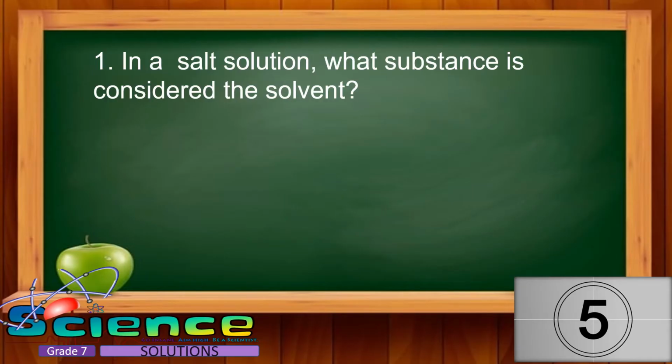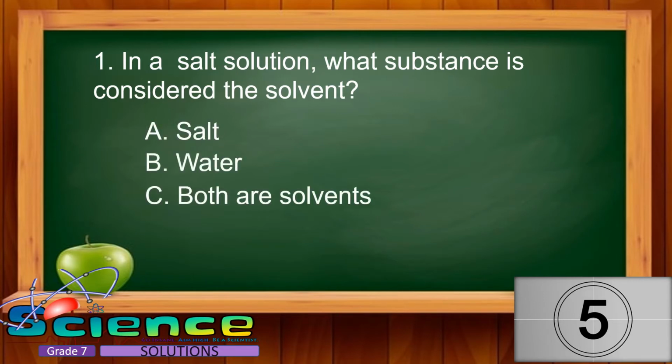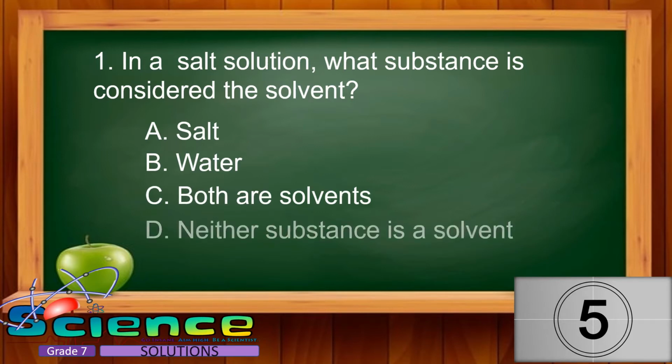Number 1. In a salt solution, what substance is considered the solvent? A. Salt. B. Water. C. Both are solvents. D. Neither substance is a solvent. Your timer starts now. If your answer is letter B, water, you are correct.